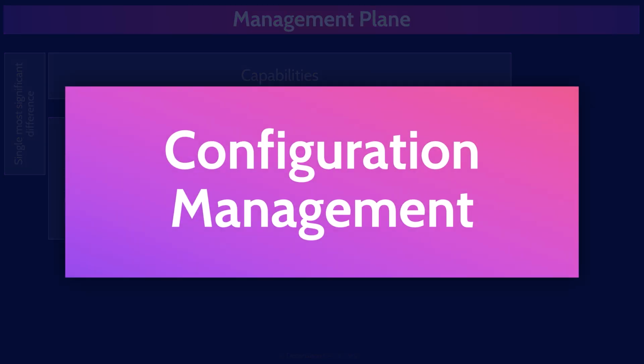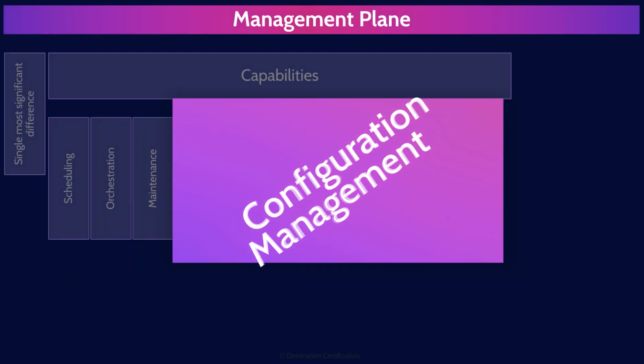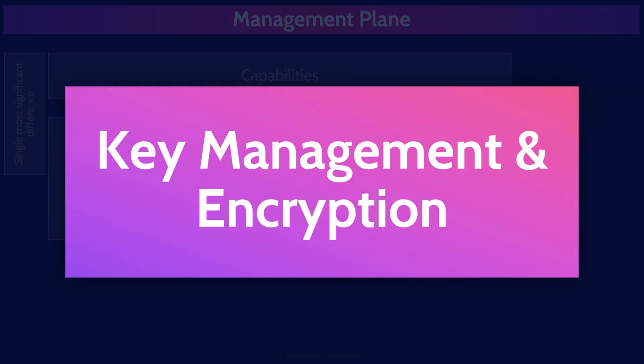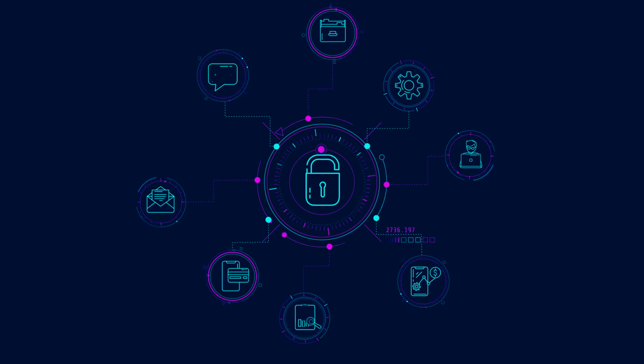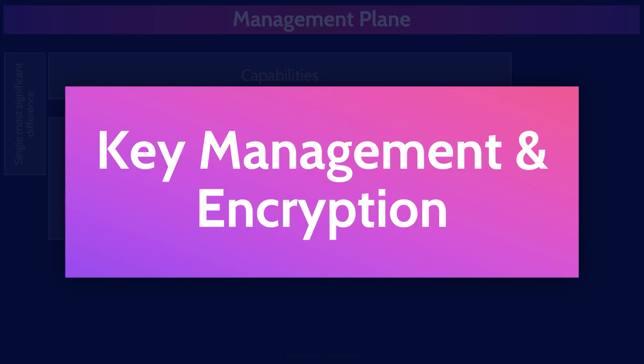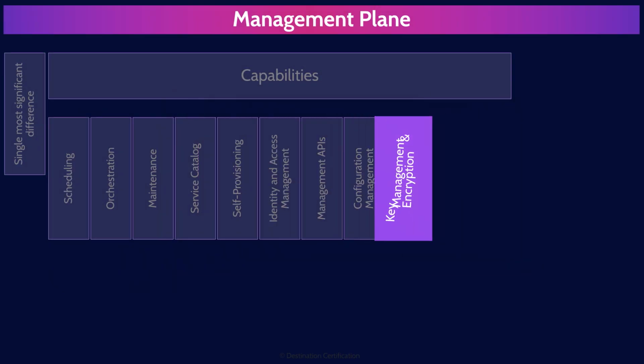The management plane tracks and manages the configuration of software, hardware, and network systems, ensuring consistency and preventing configuration drift. So that's the configuration management that it performs. Key management and encryption manages encryption keys to secure data and communications, ensuring encryption and decryption processes are handled securely. Key management covers the entire lifecycle of keys from creation, distribution, rotation, use, recovery, destruction. So the management plane provides this key management and encryption service.